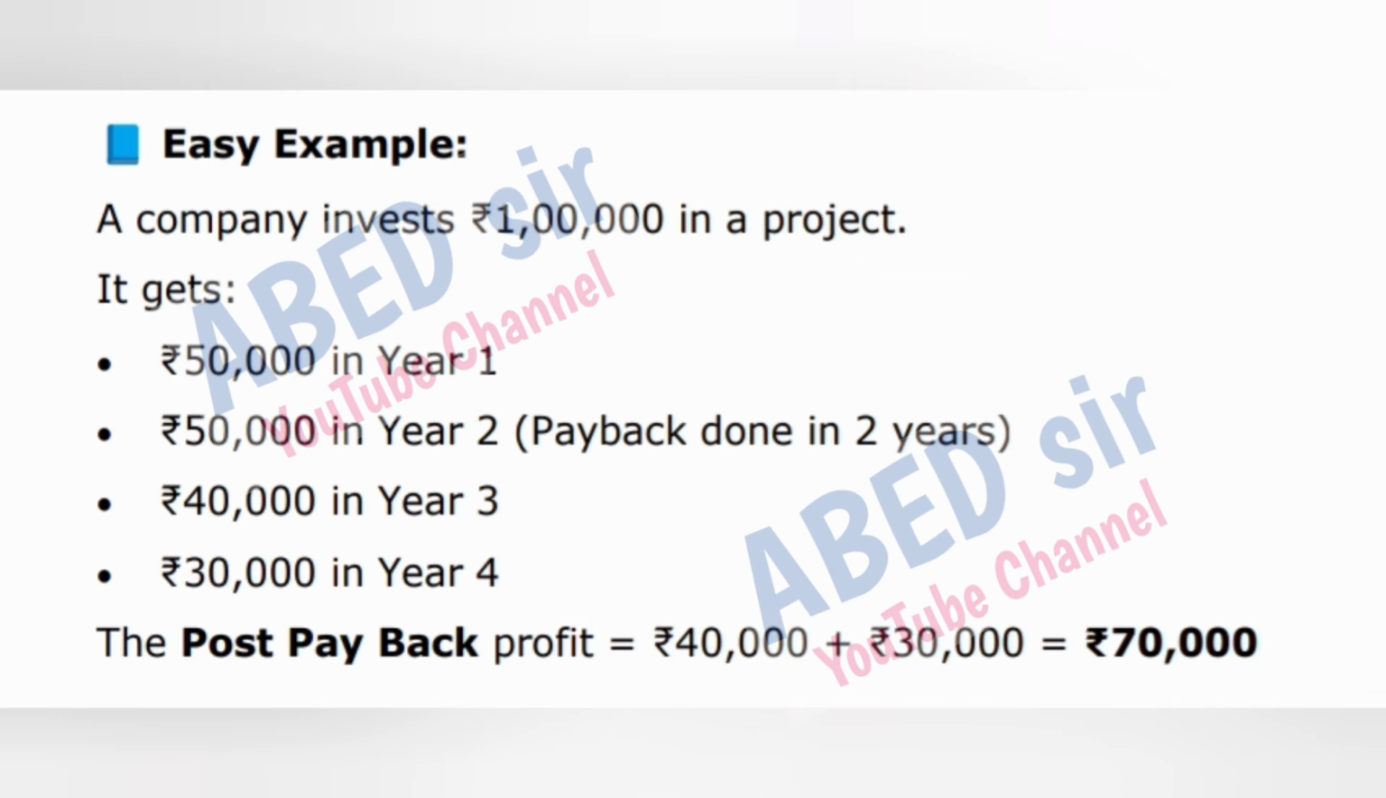A company invests 1 lakh rupees in a project. It gets 50,000 rupees in year 1. 50,000 rupees in year 2, payback done in 2 years. 40,000 rupees in year 3. 30,000 rupees in year 4. The post-payback profit is equal to 40,000 rupees plus 30,000 rupees, which is equal to 70,000 rupees.